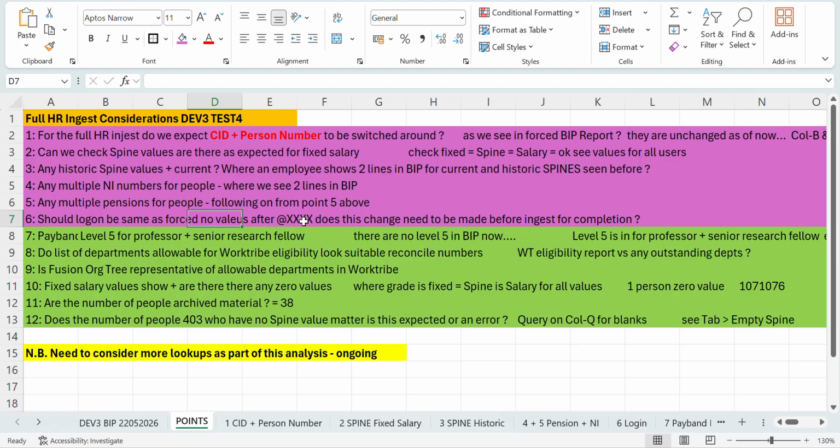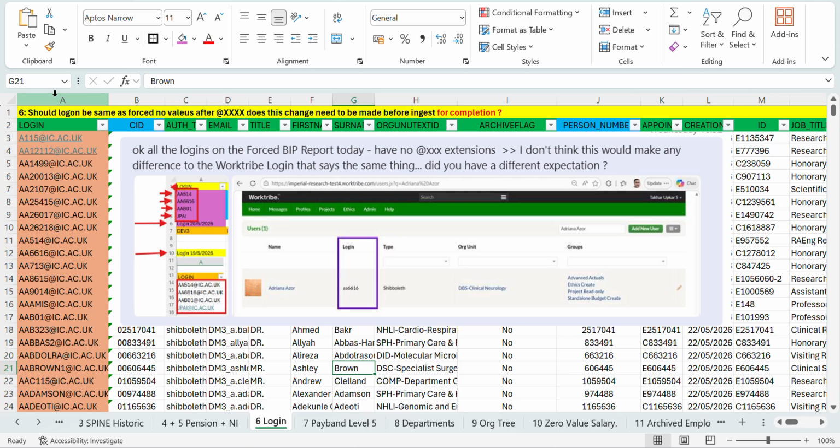So does that change need to be made before ingest for completion? Do we need to do that? Does it make a difference? So I'll come over to point number 6 and let's talk about that. So login, that's our first column. That's the peach colored values here.